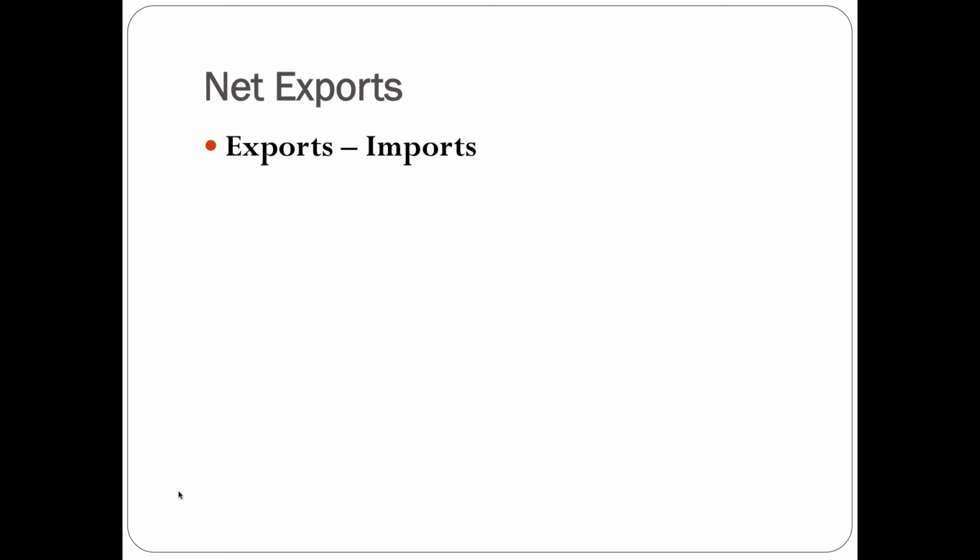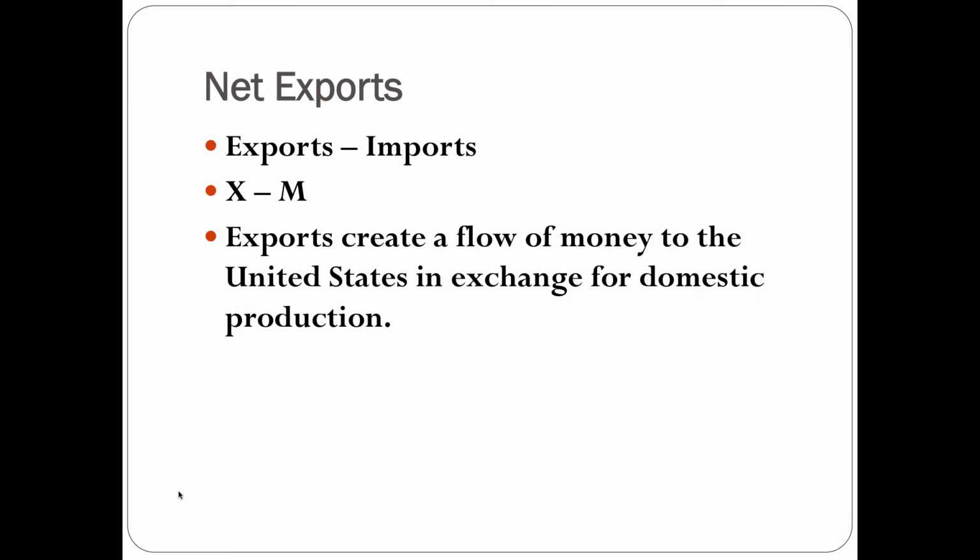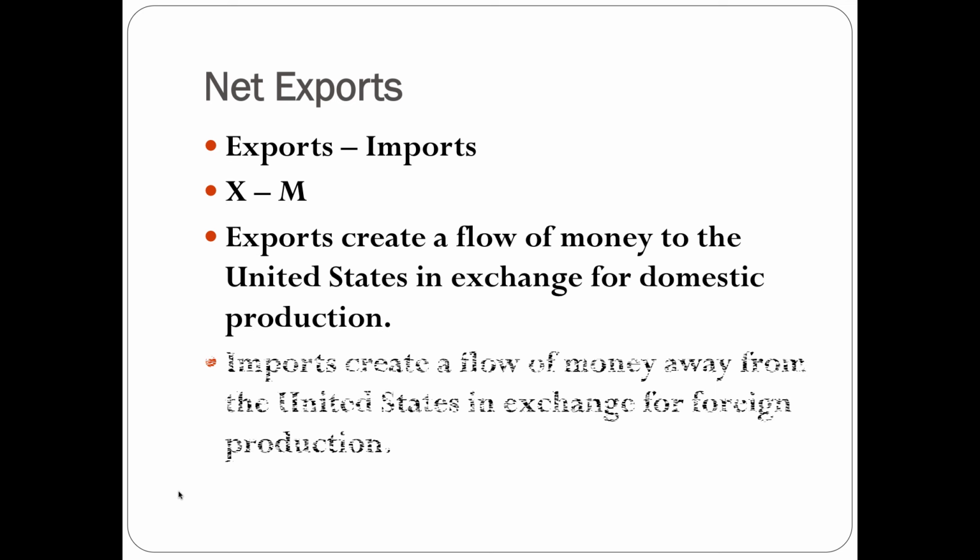Net exports. Exports minus imports is net exports, in symbols, X minus M. Exports are going to create a flow of money to the United States in exchange for domestic production. So an export is going to be made in the United States. It's going to be exported, so we're going to lose the good, but we're going to bring in money.